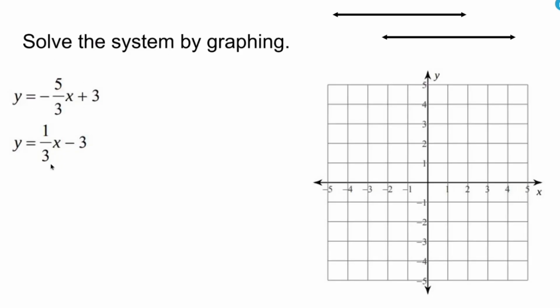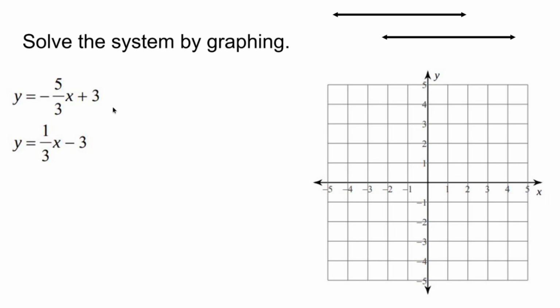All right, we have a system of linear equations and we are being asked to solve it by graphing. Now, when you solve a system of equations by graphing, you have to graph two, sometimes more, but usually just two equations and find out where the lines intersect. So let's graph one at a time.